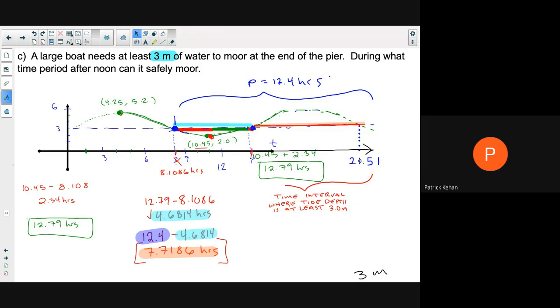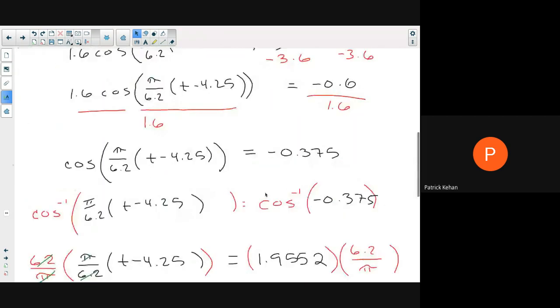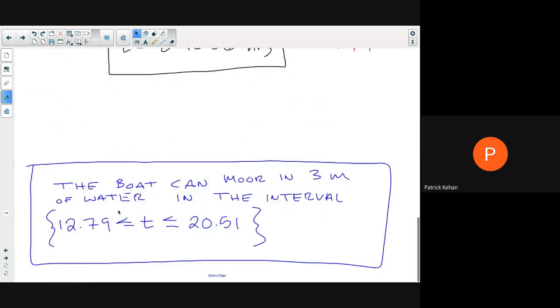So my window of time for this section of the curve right here is going to start at 12.79 hours. And then I'm going to add that 7.7 hours to it, and it's going to take me to 21.51 hours. So that's going to be my interval of time. So down here at the bottom, I have that. So the boat can moor in at least 3 meters of water in the interval of time from 12.79 hours all the way up to 20.51 hours here.